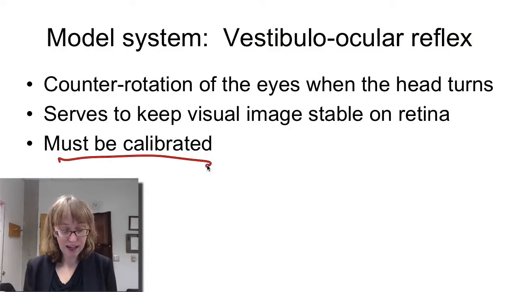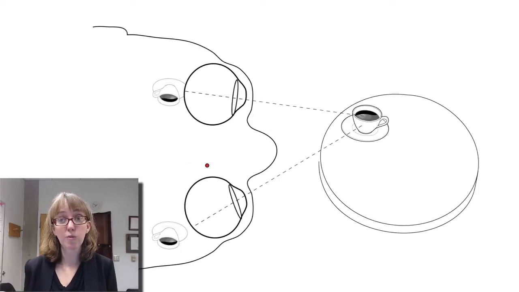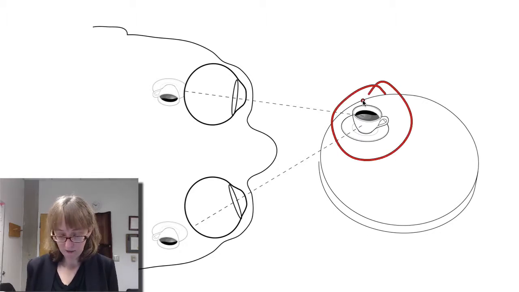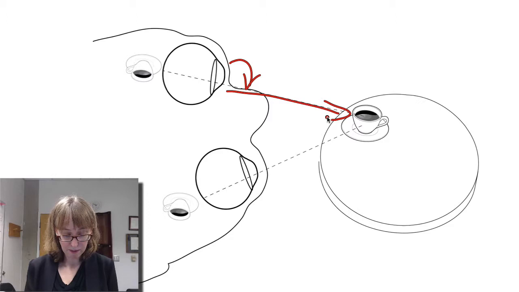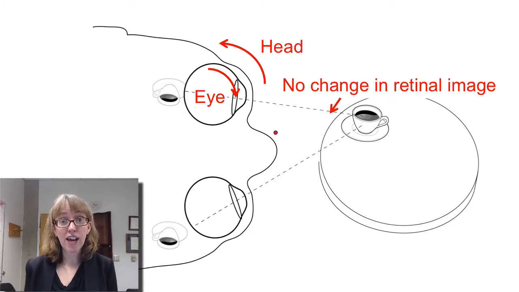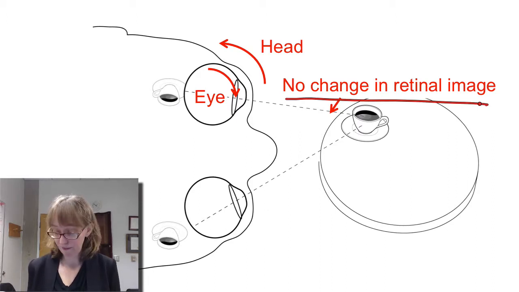This reflex has to be calibrated to be accurate. You need to counter-rotate your eyes in exactly the right amount. So if you're looking at this image right here, that coffee cup, and you turn your head to the side, you need to counter-rotate your eyes by just the right amount to keep that coffee cup centered in the same position on the retina. By matching the eye rotation to the head rotation, the brain can achieve the desired result, which is that there should be no change in the retinal image.